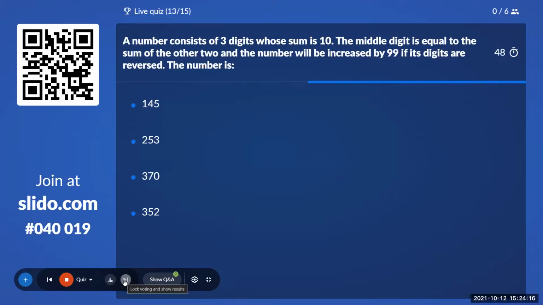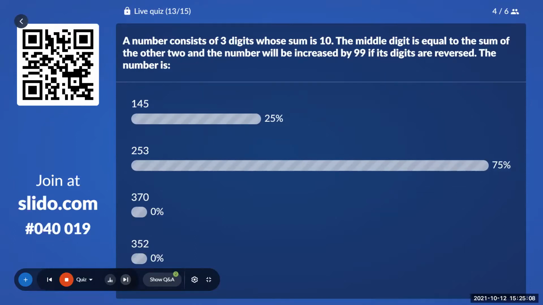So if you just consider the three digits x, y, z, then x plus y plus z is 10. And the middle number, that is y, is equal to the sum of the other two, that is x plus z. And when the number is increased by 99, the digits are reversed. Okay. Three of you think it's 253 and one of you thinks 145. Let's see. Yeah, 253 is the correct answer. Good job, guys.